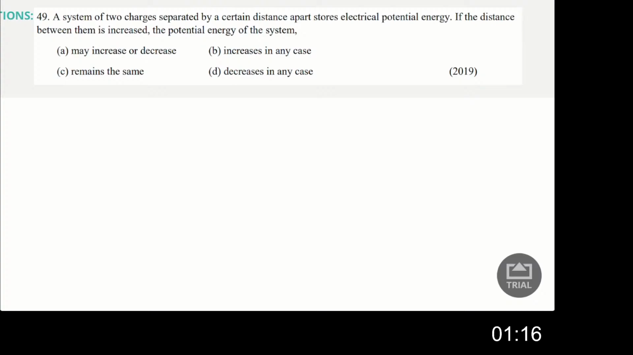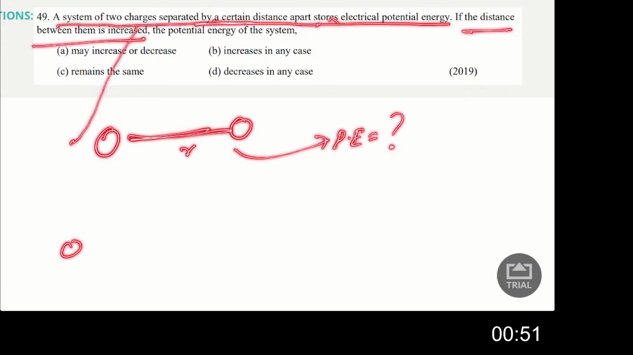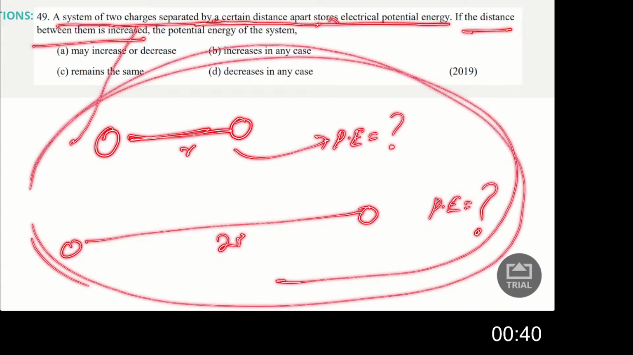If I'm a student, how will I attempt this paper? A system of two charges, nothing else given, just two charges separated by a certain distance, stores electric potential energy. I don't know how much. If the distance between them is increased, let's say you have made it 2r, what will happen to the potential energy now? So this should be the diagram in your brain. Clear?